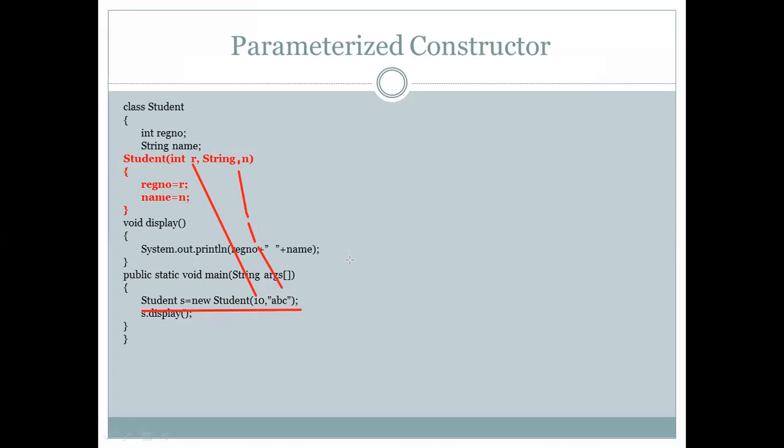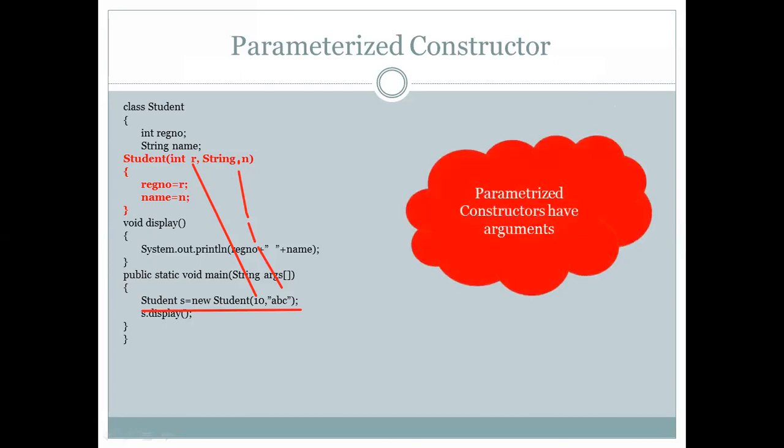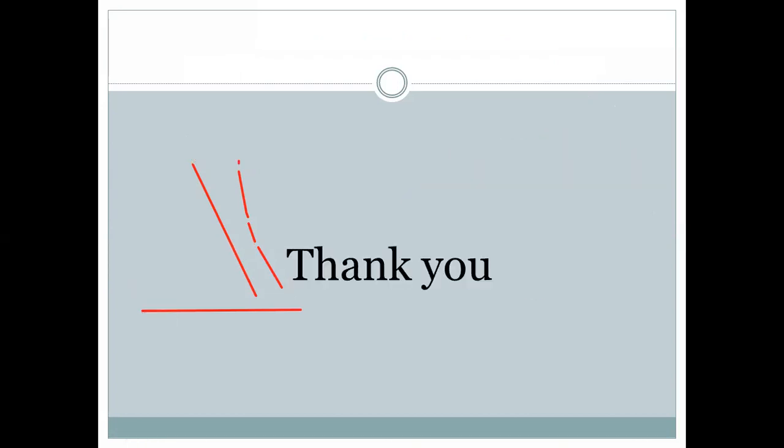So I hope you understood what a parameterized constructor is. A parameterized constructor is nothing but a constructor with parameters or arguments. So this is the end of our explanation of constructors.